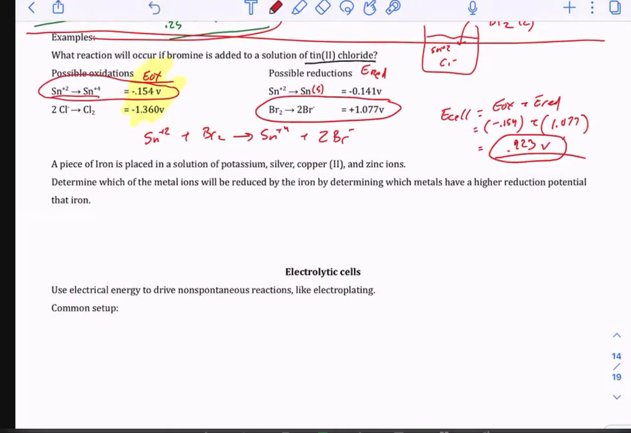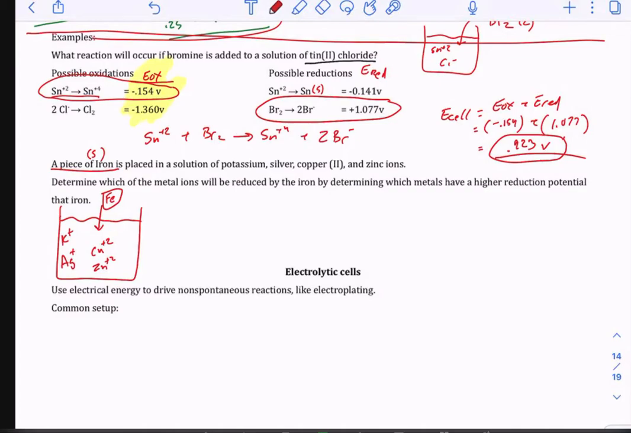So let's talk about a similar situation, similar but slightly different. Let's say we have a piece of iron. When we say a piece of iron, we mean solid, right? Because it's a solid piece. And we plunk it into a beaker that contains these solutions. We have ions of potassium, silver, copper, and zinc. The question says, determine which metal ions will be reduced by the iron.